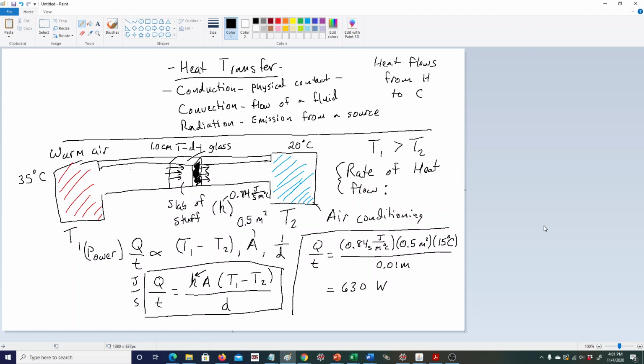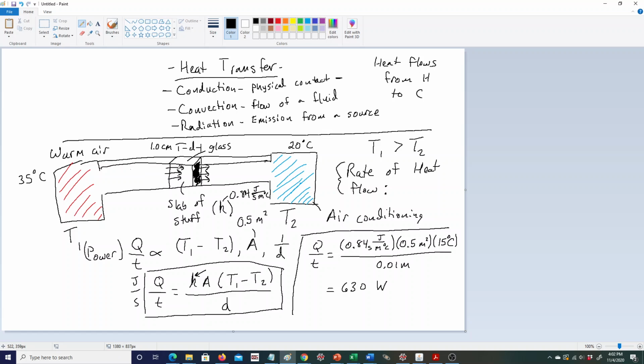So now we want to talk about heat transfer and the sources of heat transfer and how heat is transferred between substances. There are three main ways that this happens, okay? And these are conduction, convection, and radiation.